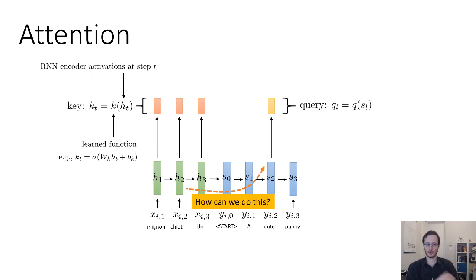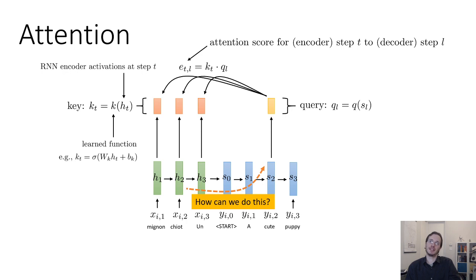The query, similarly, I'll use the letter Q to denote it, and I'll use subscript L instead of T. So I'll use T to index time steps in the encoder and L to index time steps in the decoder. So Q_L, for example, Q_2, would be some function Q applied to the state of the decoder at that time step. And then the attention dot product, which is a kind of score that denotes how similar a key is to a query, will be given by the dot product between K_T and Q_L. So I'm going to use E_{T,L} to denote the dot product between the key at time step T and the query at time step L. And intuitively, we want to pull out the hidden state H_T for the time step T for which E_{T,L} is largest, meaning the dot product is largest.